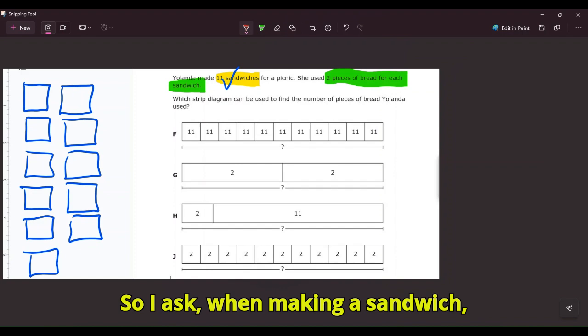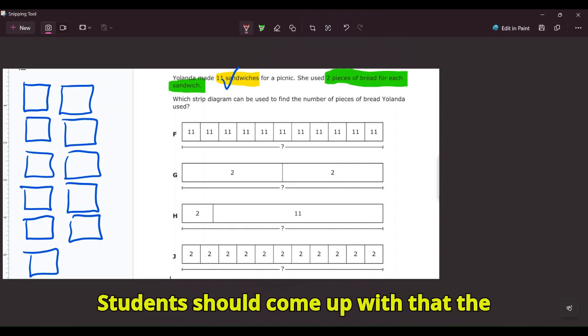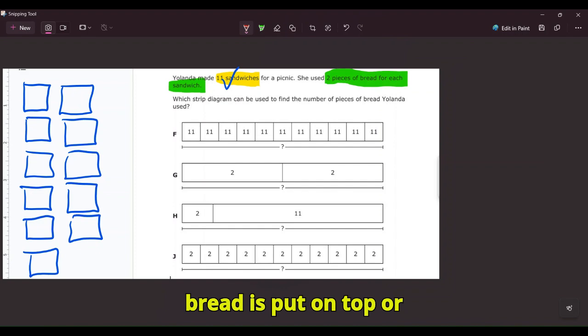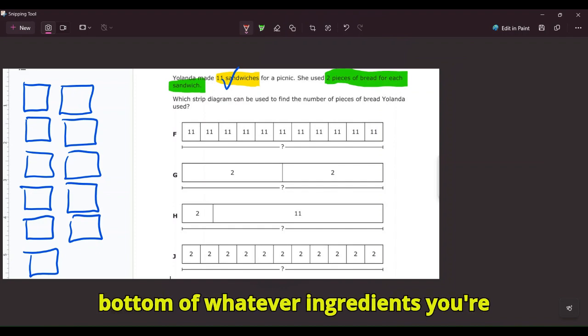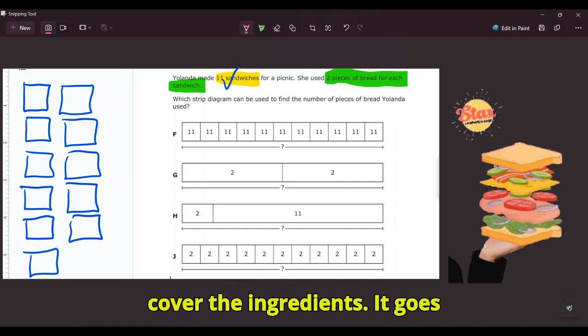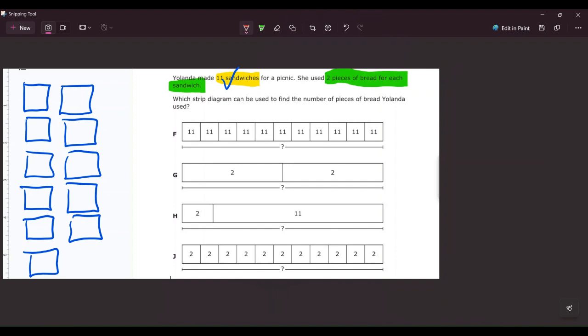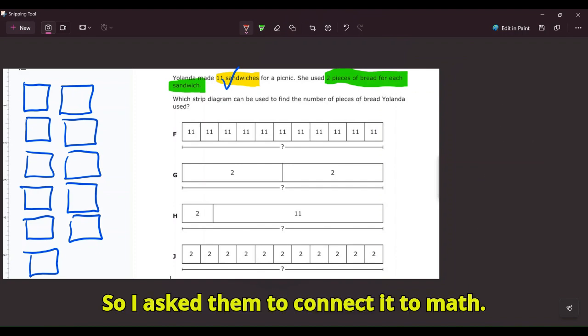So I ask, when making a sandwich, how do we use the bread? Students should come up with that the bread is put on top or bottom of whatever ingredients you're using for the sandwich. So it's used to cover the ingredients. It goes on the sandwich. So I ask them to connect it to math.